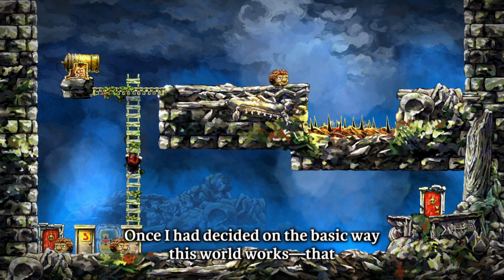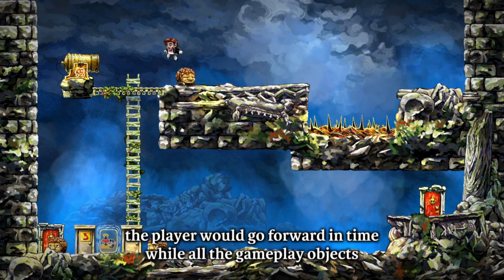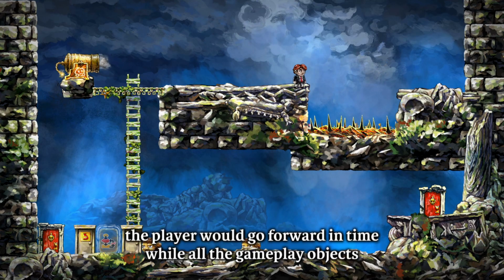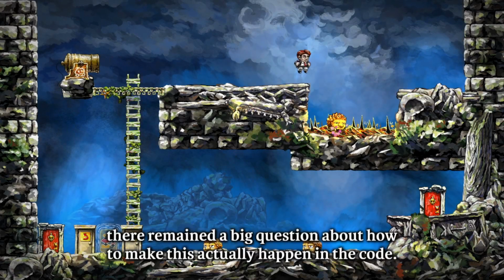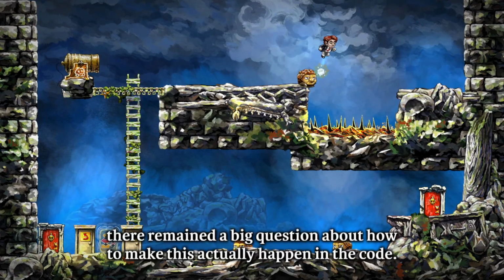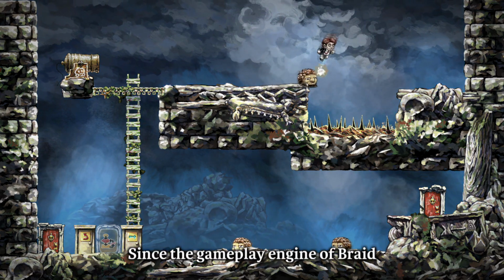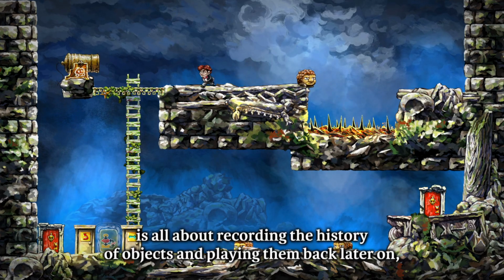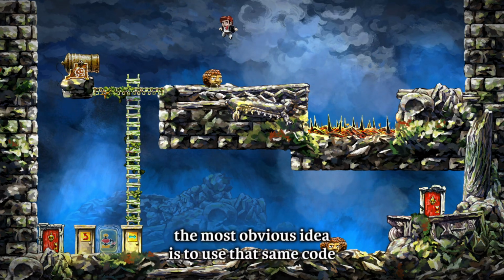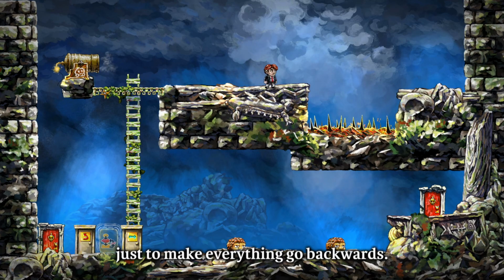Once I had decided on the basic way this world works, that the player would go forward in time, while all the gameplay objects would go backward in time of their own accord. There remained a big question about how to make this actually happen in the code. Since the gameplay engine of Braid is all about recording the history of objects and playing them back later on, the most obvious idea is to use that same code just to make everything go backwards.